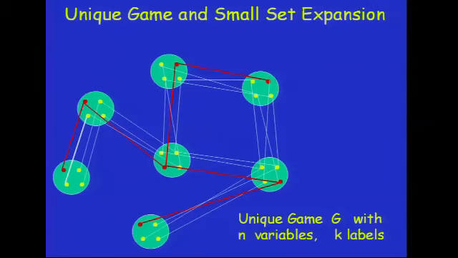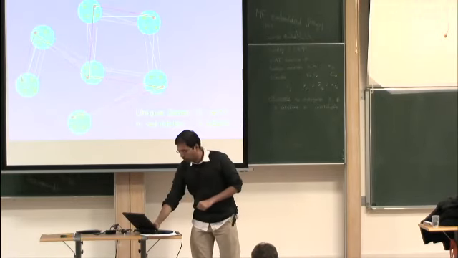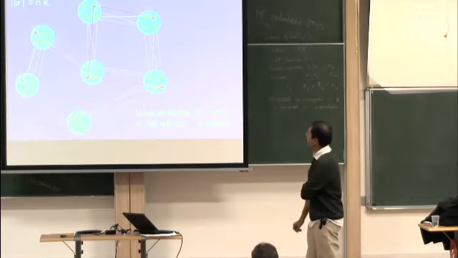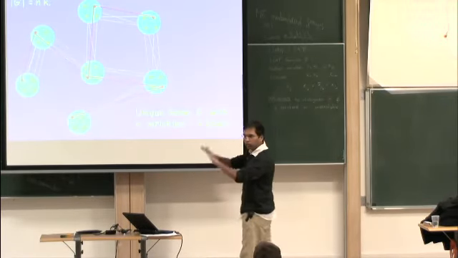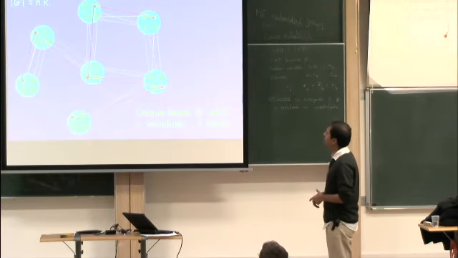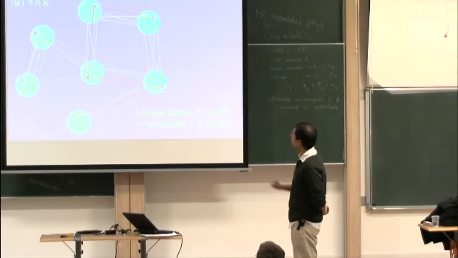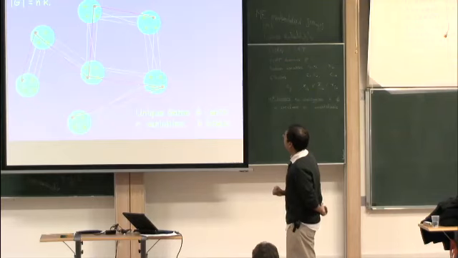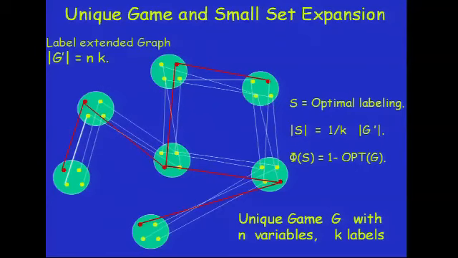Now I'm always going to denote G as this outer graph of the variables and the constraints, and G prime is going to denote this graph on n times k vertices, where inside each circle I draw these k labels and draw these matchings. So this whole graph will be called the label extended graph with n times k vertices. Now the red vertices denote the best optimal labeling, and for this set, let's give it a name, S.